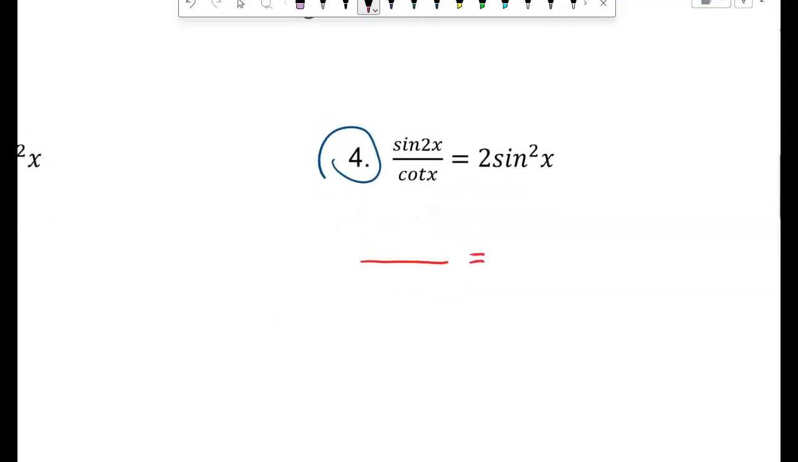Would we want to leave it as a sine 2x? No, right? What's our only option for sine of 2x? Yeah, so we're going to go 2 sine x cosine x. Excellent. Does a sine squared x have anything with a cotangent x in it? No. What would be something I could do for that one?